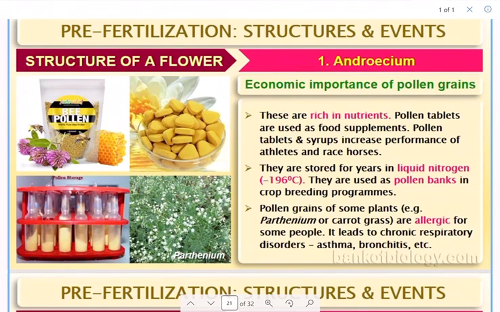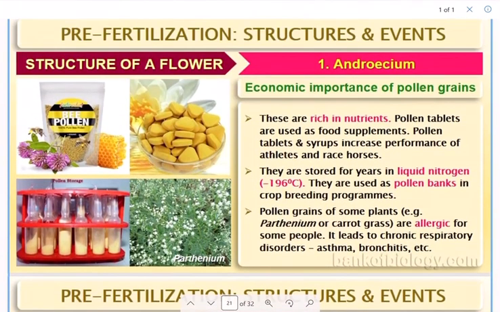Pollen grains of some plants like Parthenium, Congress grass, are allergic for some people. It leads to chronic respiratory disorders such as asthma and bronchitis. So this is how finally a pollen grain is formed, and the significance of pollen grain we have understood.